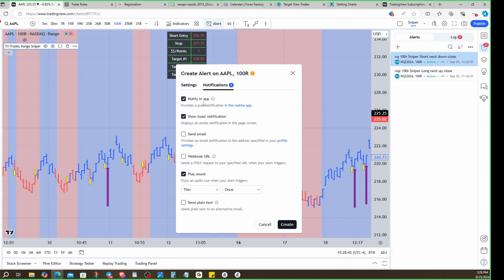In here, this notification is a pop-up on the screen. This one is on my phone, and this would play a sound in my headset or on my speaker if I had one. You can have it send you an email if you want to. That's pretty much the ways to set it. You can have it send a notification to another app, but that's pretty involved and redundant, so you don't really need to do that.